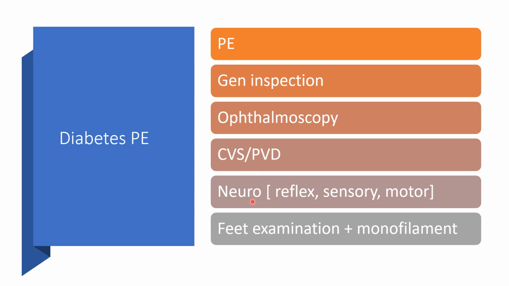Then neuro will be done. Remember, neuropathy will occur here, okay? Remember, we have macro complications, we have micro complications. We'll go into the list of all of them later on. We will do foot examination here with our monofilament.